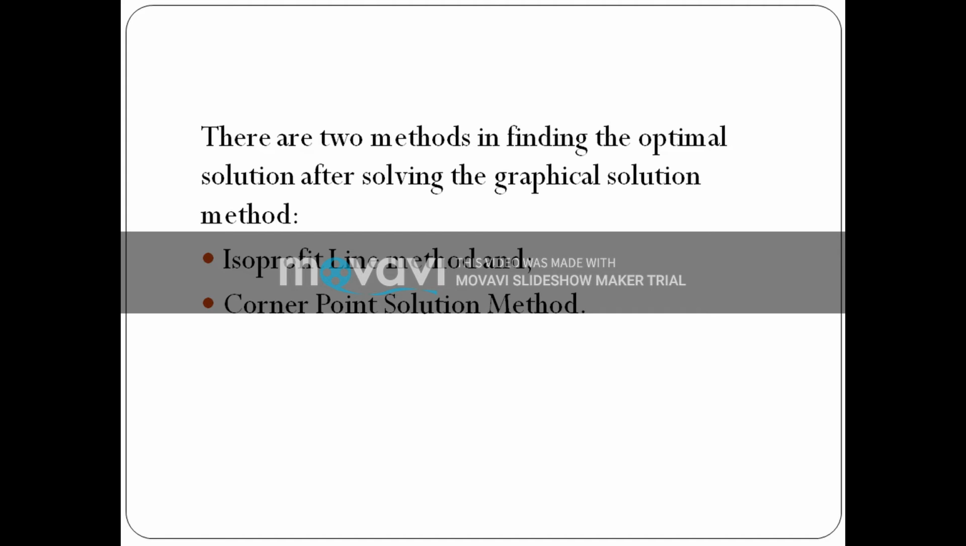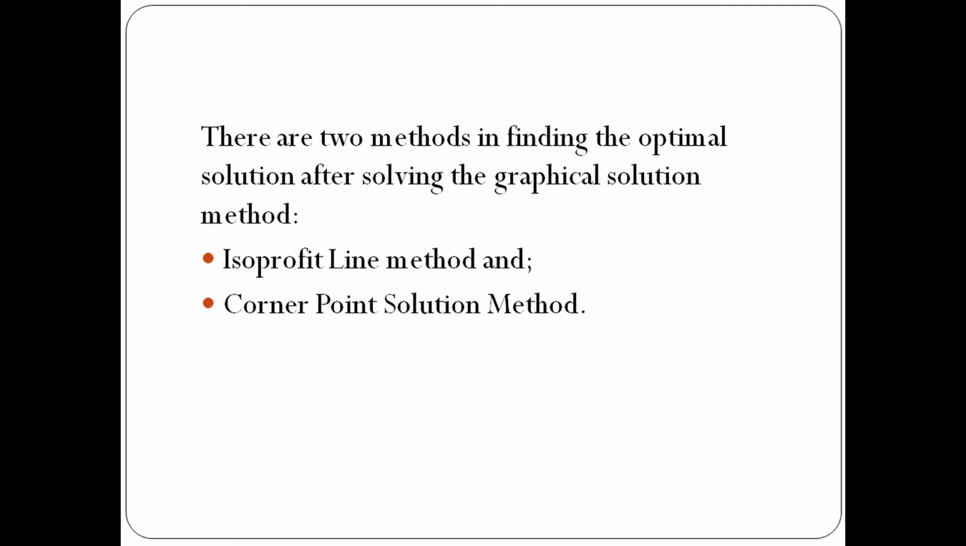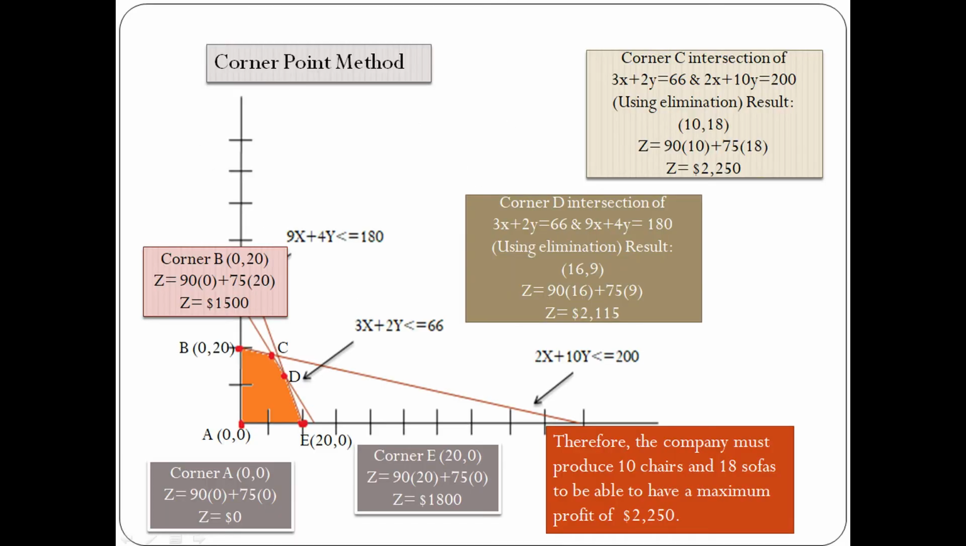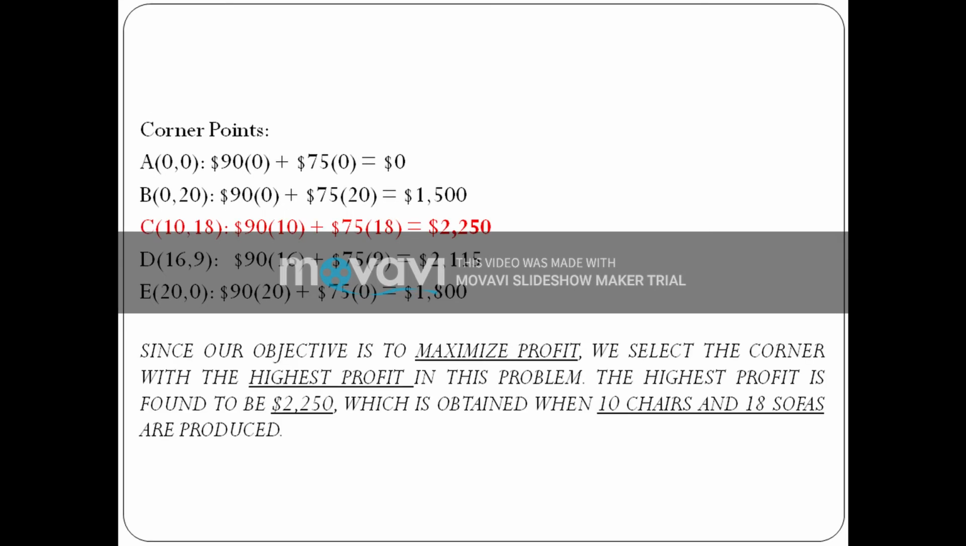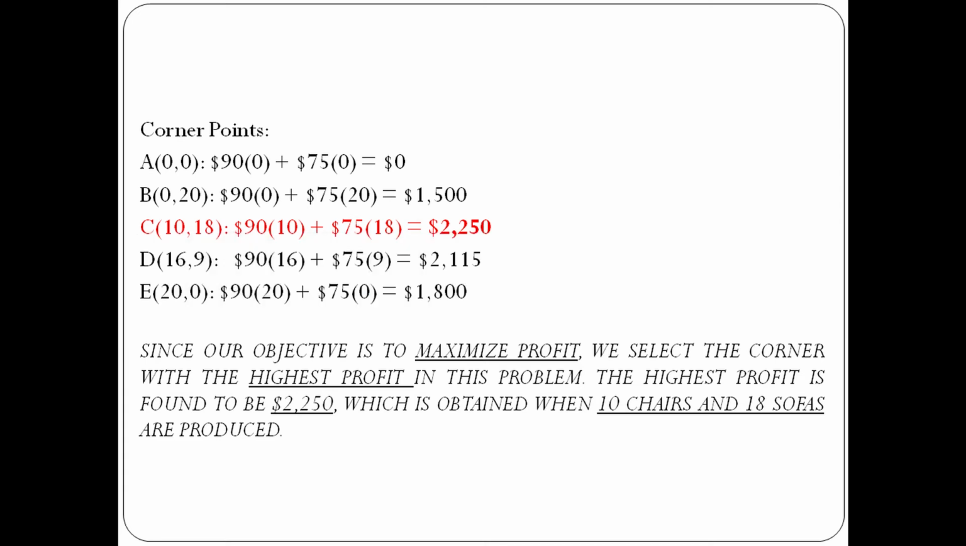There are two methods of finding the optimal solution after solving the graphical solution method. We have the isoprofit line method and the corner point solution method. We use the corner point method. We then substitute the values of x and y into the objective function to get the z value, or the optimal solution. Since our objective is to maximize the profit, we select the corner with the highest profit in this problem. The highest profit is found to be $2,250, which is obtained when 10 chairs and 18 sofas are produced.